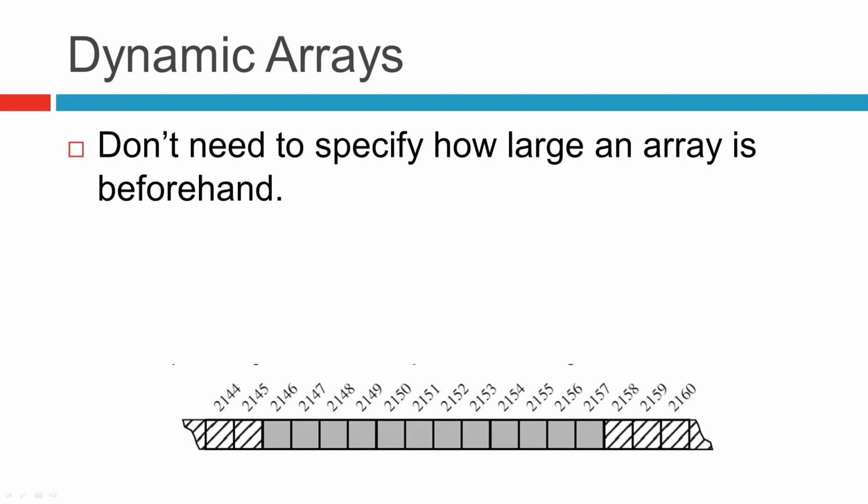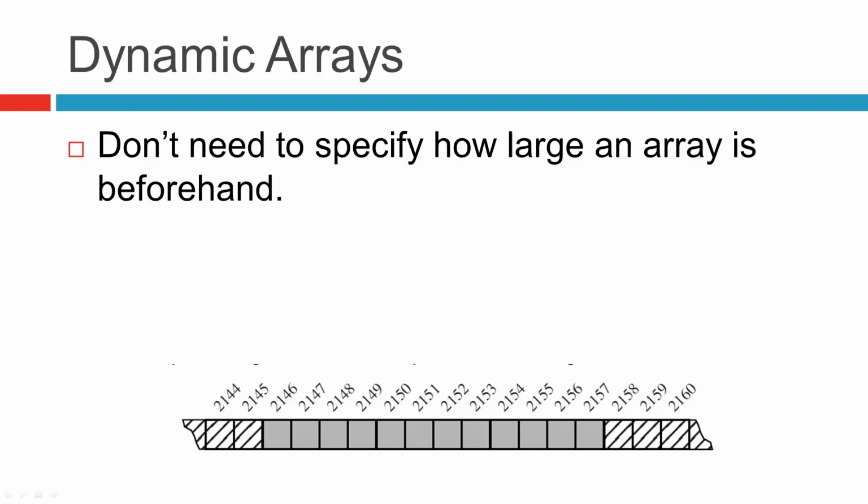So let's just discuss what a dynamic array is. When you're building out a list in Python, you may have noticed that you don't actually need to specify how large the array or that list is beforehand. So for instance, here we have a little diagram that we saw earlier of all the bytes that are allocated to a particular array. But in Python, these lists are dynamic, so you don't need to specify how large your list is going to be beforehand.